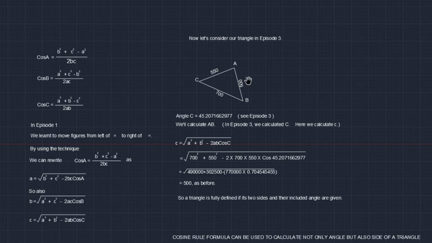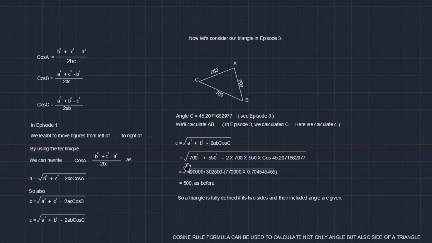We don't know this side 500. Now we have to calculate this 500 with the data given: angle C, AC and CB, that is, angle C and B and A. So we know all these values. So C, this 500, is C, we don't know this 500. C is equal to square root of A squared, we know A squared, B squared, we know B squared, minus 2AB cos C, we know C. So we can calculate cos C.